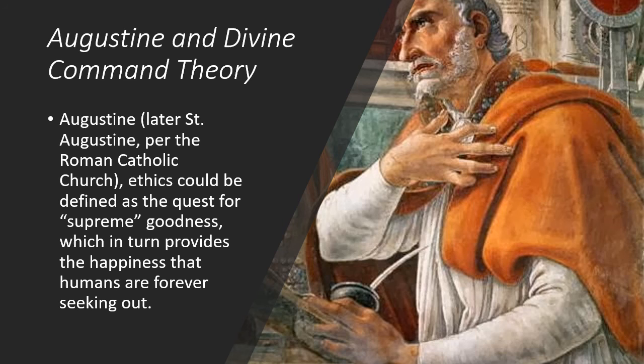Augustine was a philosopher and theologian early in the development of the Christian church, and he combined early Christian teachings with some elements of Neoplatonism and laid down the basics for divine command theory as a philosophical framework, providing specifics and rationale beyond the overly simplistic idea of "because God said so." To Augustine, ethics could be defined as the quest for supreme goodness, which in turn provides the happiness that humans are forever seeking out.